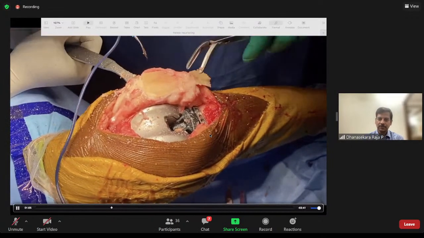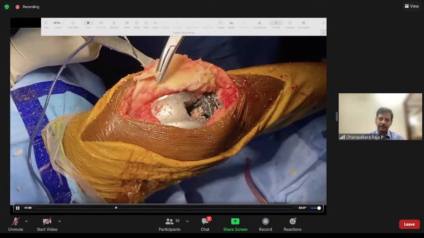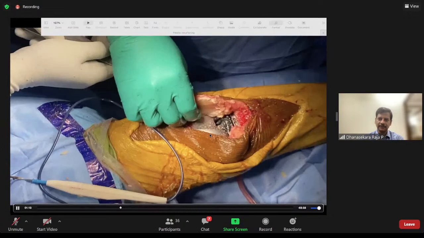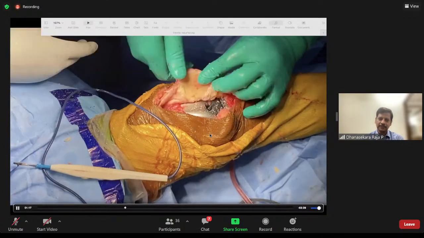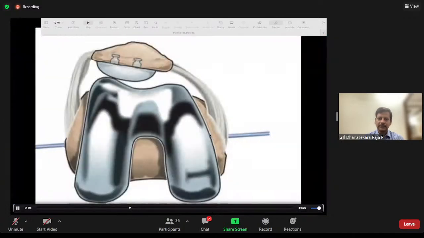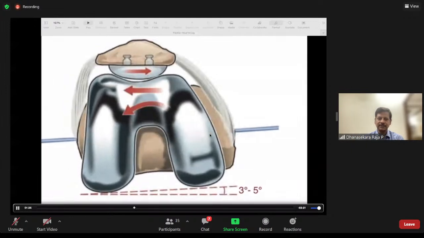So once you expose the good cancellous bone, we assess the thickness of the patella. It should be equal medial and lateral facet thickness. I just feel with the thumb and make sure both facets are equal. And we put the patellar button and it has to sit in the center.